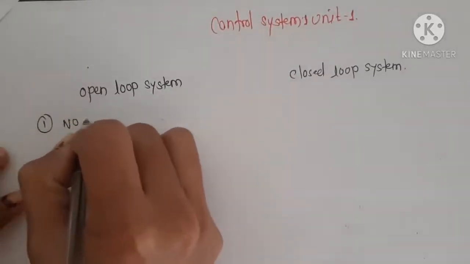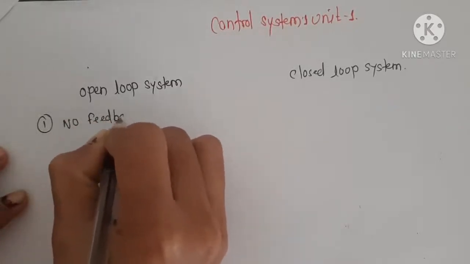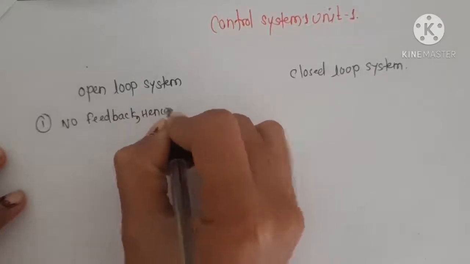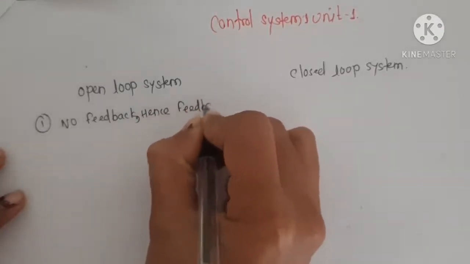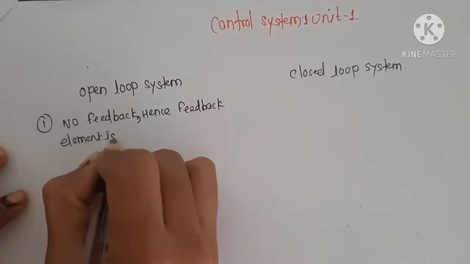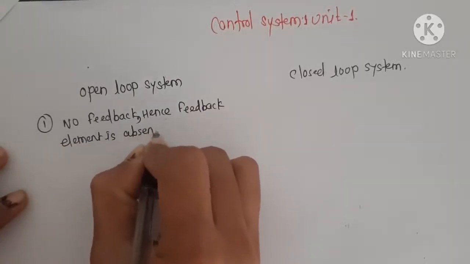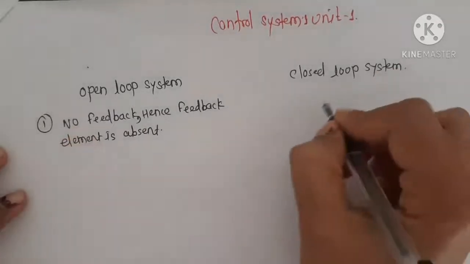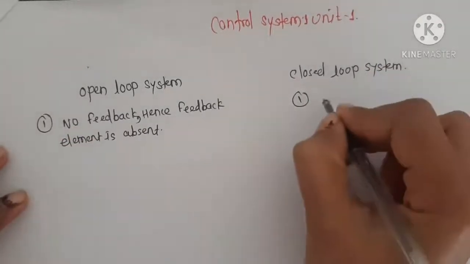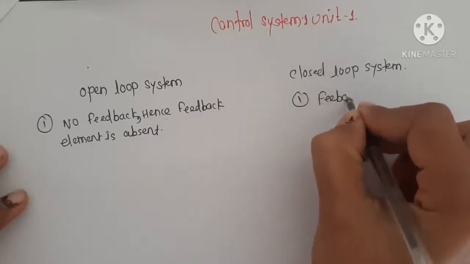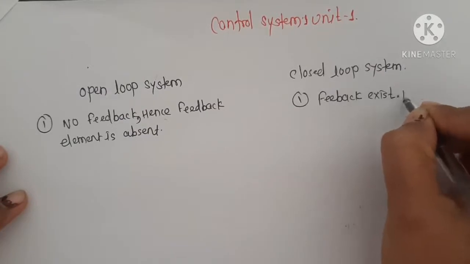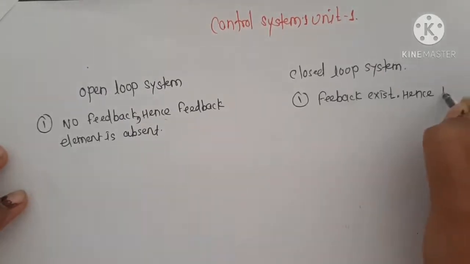Here no feedback, hence feedback element is absent. As the controlling action is not dependent on the output here, feedback is not present. Here feedback is present because the controlling action is dependent on the output. Feedback exists, hence feedback elements are present.